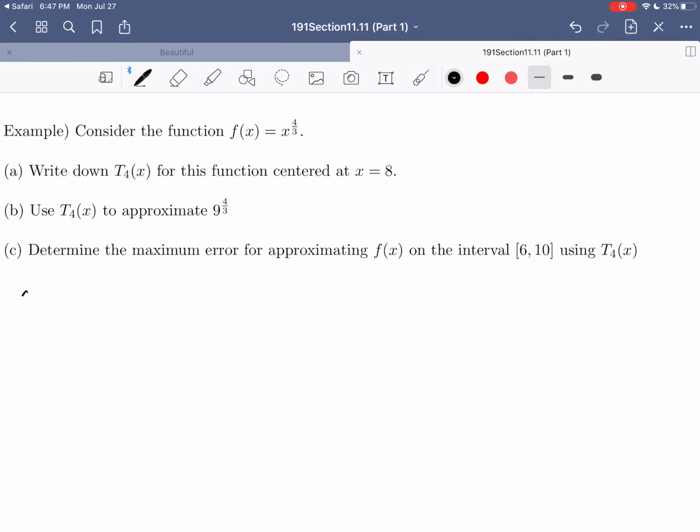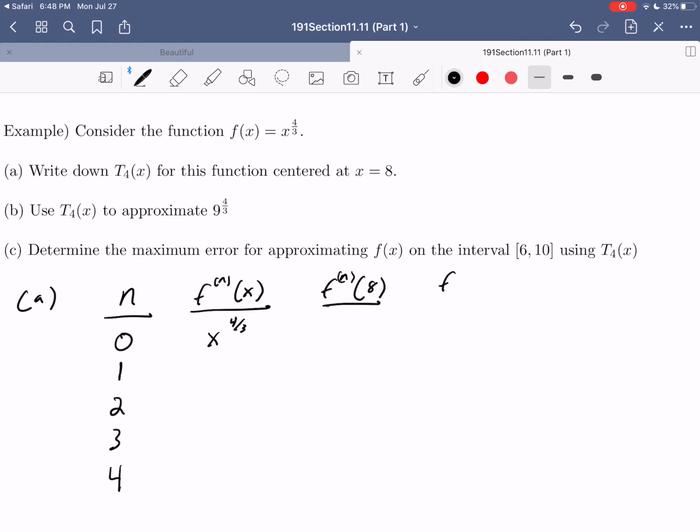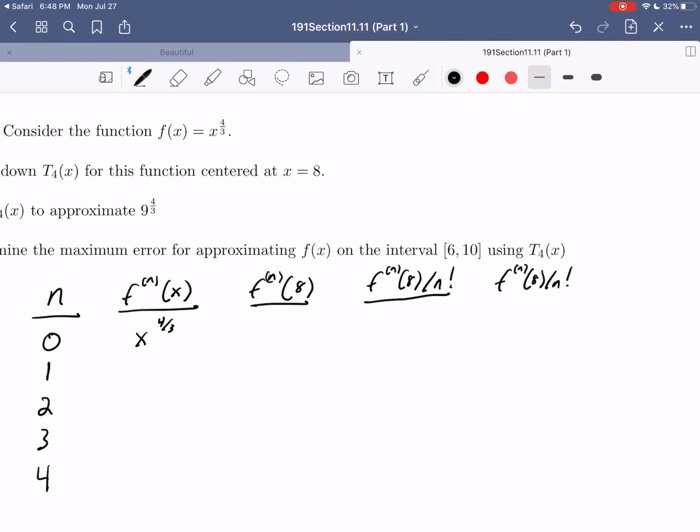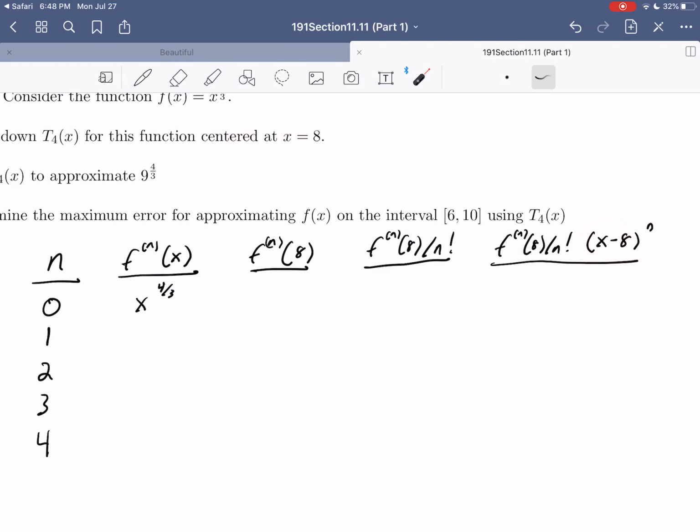Okay, so let's go ahead and start with A. Again, we'll make a little list. We'll need to do 0, 1, 2, 3, and 4 because we want T4 here. So we'll need to do the derivatives here, and we'll be starting with x to the 4/3. Then we'll need to evaluate each of those derivatives at 8 and divide by n factorial. And then we'll build our actual terms, which are the derivatives evaluated at 8 divided by n factorial, times x minus 8 to the n. Why x minus 8 to the n? Well, because it's centered at x equals 8.